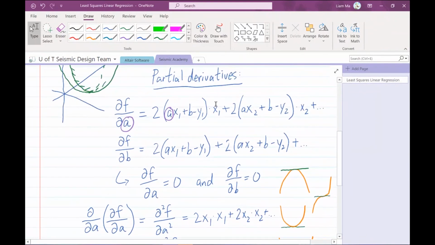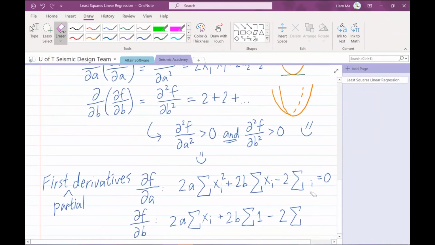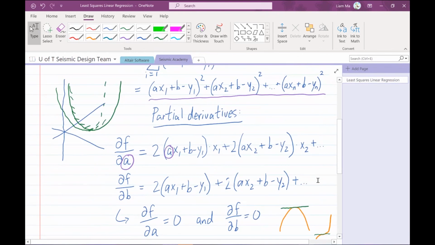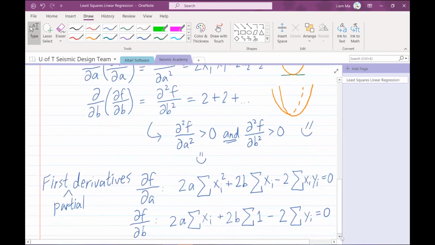Actually, hold on, I made a mistake. This is supposed to be x sub i times y sub i equals 0. And this is supposed to be just y sub i. And the reason why it's x sub i times y sub i is because when we distribute, we end up having the x's multiplied with the y's, like such. And so we get that right over there.